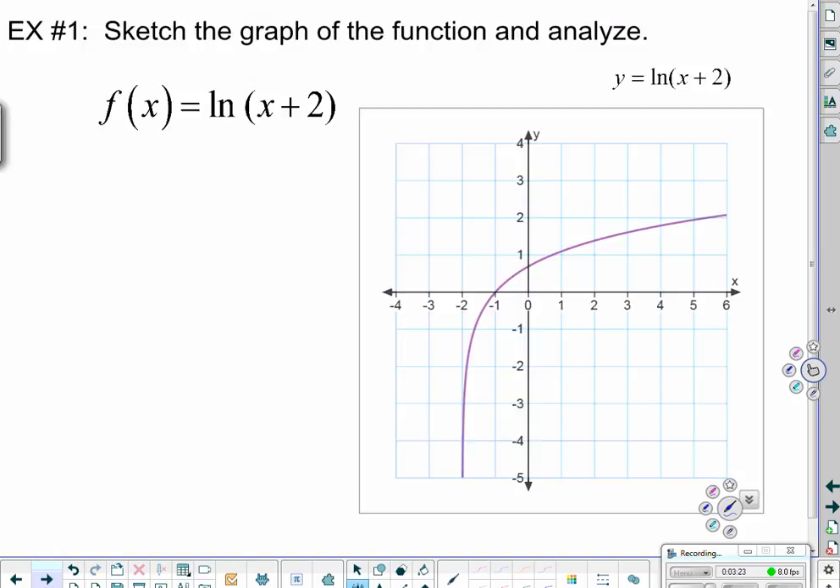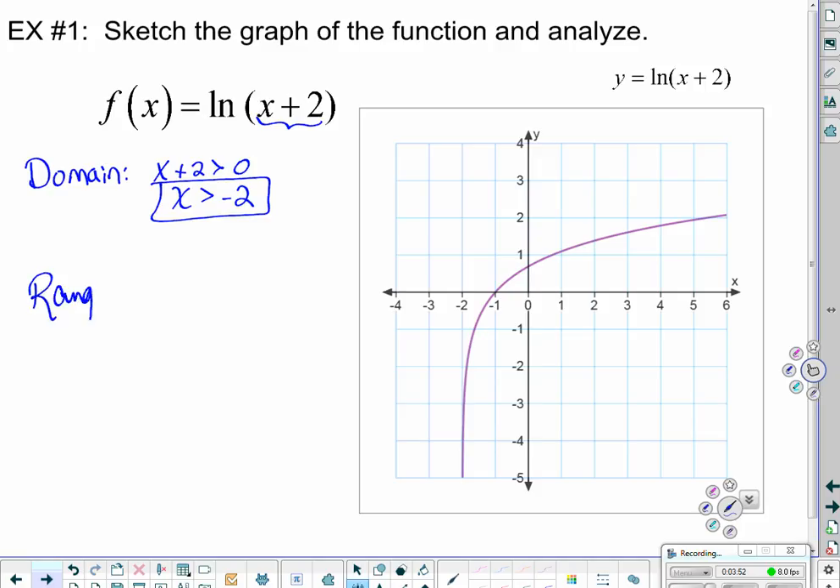All right, sketch the graph of the function and analyze natural log of x plus 2. Well, we know domain-wise, this has to be bigger than 0. So for my domain, I could figure out that x plus 2 must be greater than 0, or that means x must be greater than 2. There is our domain. Did I say negative 2? x must be greater than negative 2. The range, however, no matter what we put in for our domain, we will come out with a range that covers all real numbers, so negative infinity to positive infinity.